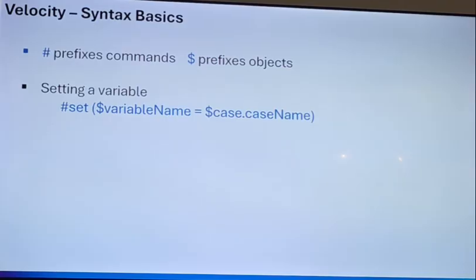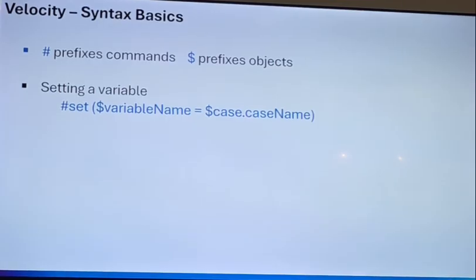So I've prefixed it with a hashtag. I open a bracket. Variable name is prefixed by a $ because it's an object. So $variable name, and that can be anything you want. You can call it whatever you like. I've just called it variable name. Equals, single equal sign, $case.caseName. Again, referring to case as an object, and the case name field on that object. So what this has done is it's going to go and dynamically retrieve the case name from that particular case that I'm on. It's going to assign it to variable name.